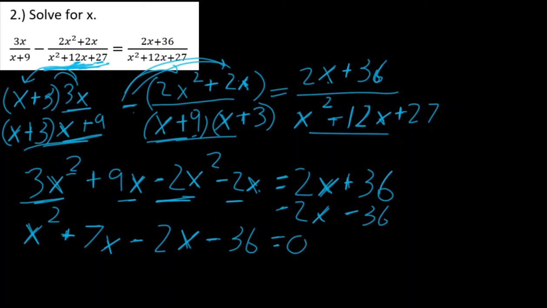Now, we have to combine our like terms one more time. We have this 7x minus 2x, and x squared doesn't change. And what is 7x minus 2x? Well, that would give us 5x. So x squared plus 5x minus 36 is equal to 0. Now I'm going to have to do some erasing.